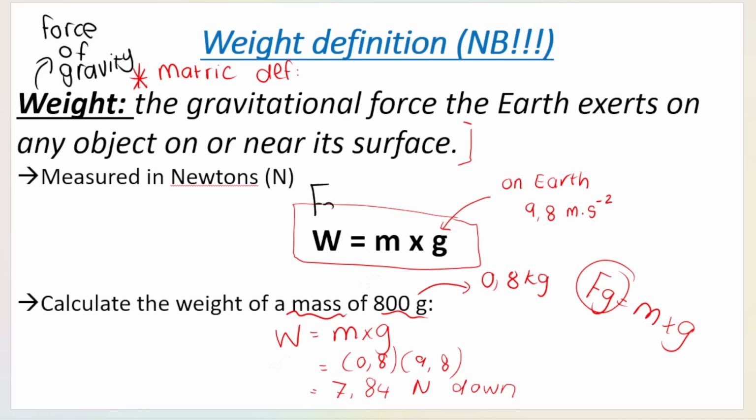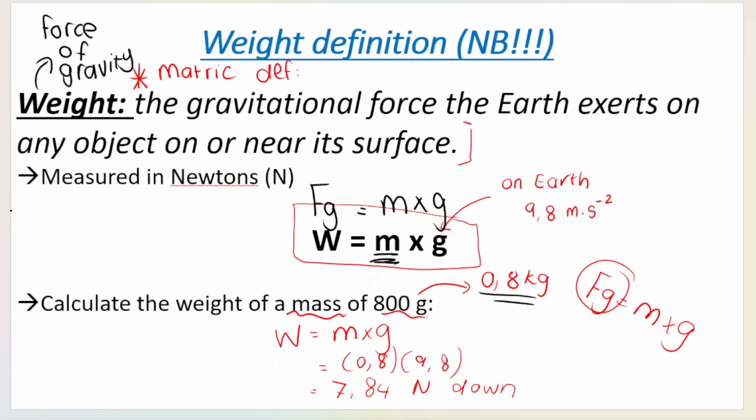Or you could say Fg equals mass times gravity. Exactly the same thing. On Earth, g is 9.8 meters per second squared. And here's a very basic example of how to calculate the weight of something with a mass of 800 grams. Just remember that mass must be in kilograms. That's why I converted it over here.